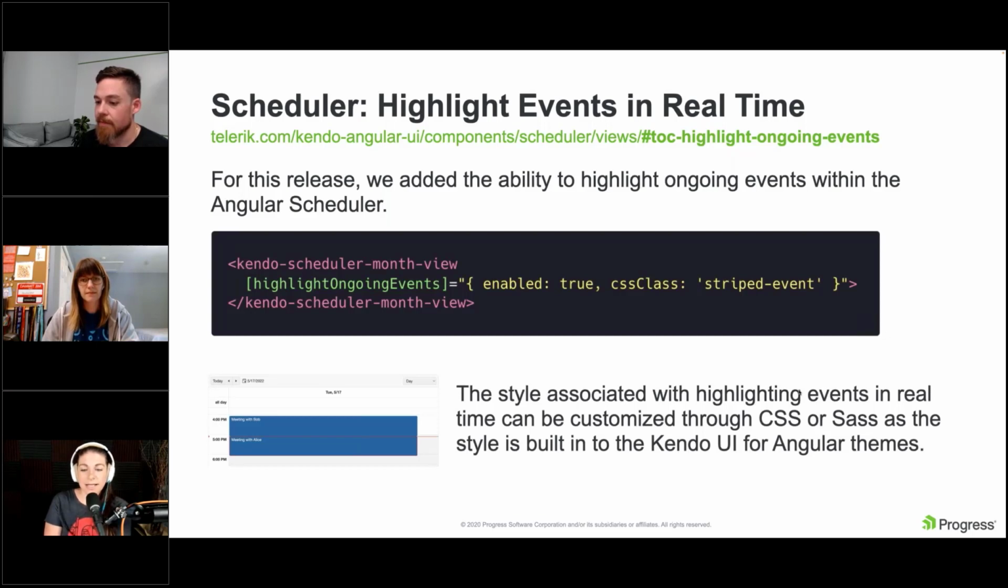And the style is now associated with highlighting events in real time, and it can be customized, obviously, through CSS or Sass for whatever your team needs it to look like in the scheduler. This was an exciting new feature that we got. Check out scheduler/views, and then just scroll down, I think like 3 sections, to the highlighting ongoing events, because nobody wants to type out that URL. If you want to check that out.